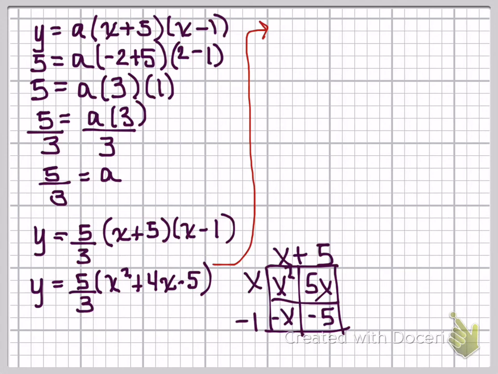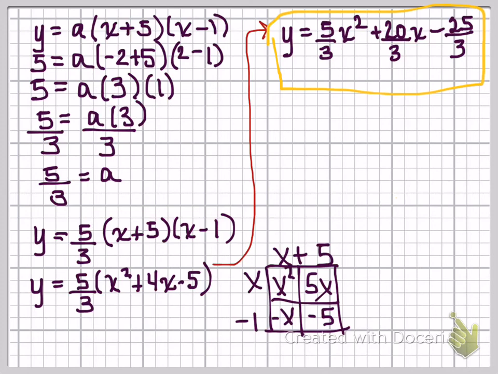And my last step is to multiply that 5/3 through. So I have 5/3 x squared plus 20/3 x minus 25/3. Just leave it like that. That's our equation of a parabola. That's all there is to it.